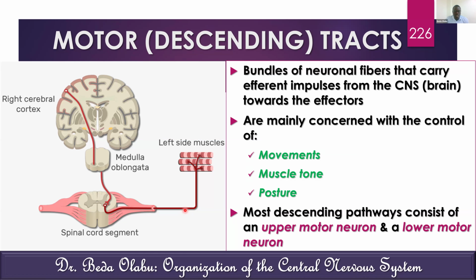When we talk of tracts, remember we mentioned that tracts are found in the central nervous system. That means that descending tracts are actually pathways formed by the upper motor neurons, as opposed to pathways formed by lower motor neurons. They're just pathways formed by upper motor neurons.